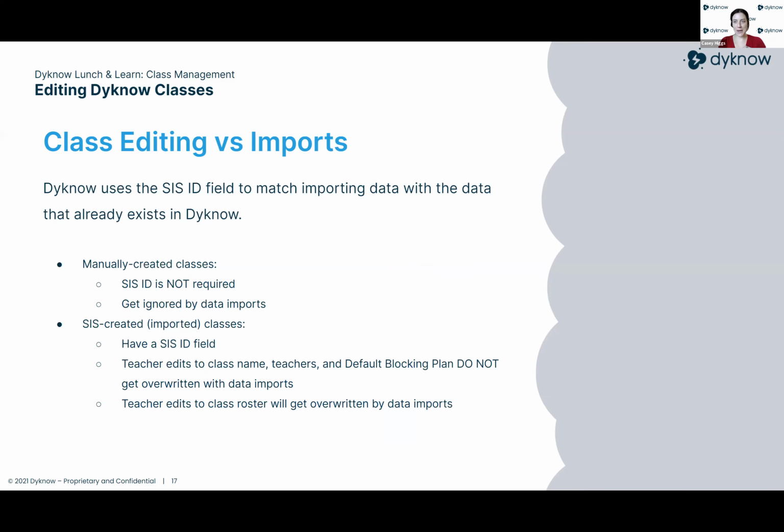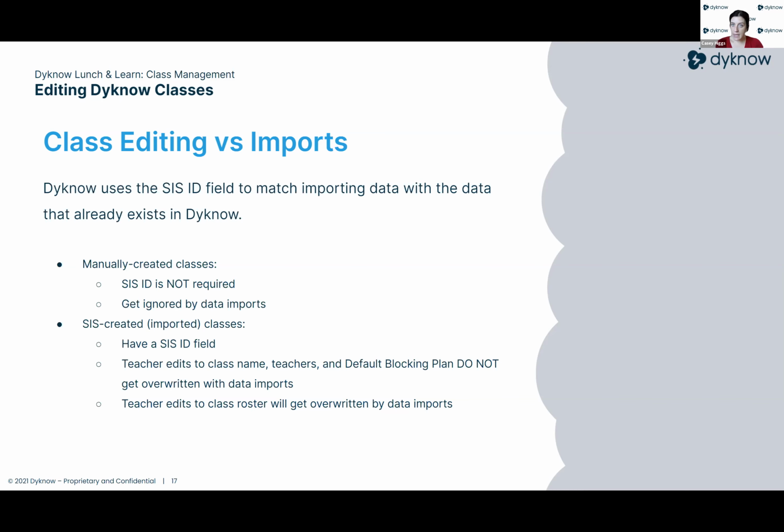So you might notice that, let's say yesterday, you edited your class roster to add student Tierra. Well, today, when you logged into Dyknow, you had to do so again. Tierra wasn't there anymore. This is because of the way Dyknow manages data and data imports. If your school is importing that SIS data into Dyknow daily, we have a daily import setting. Any class roster edits that get made by a teacher are going to be overwritten overnight.